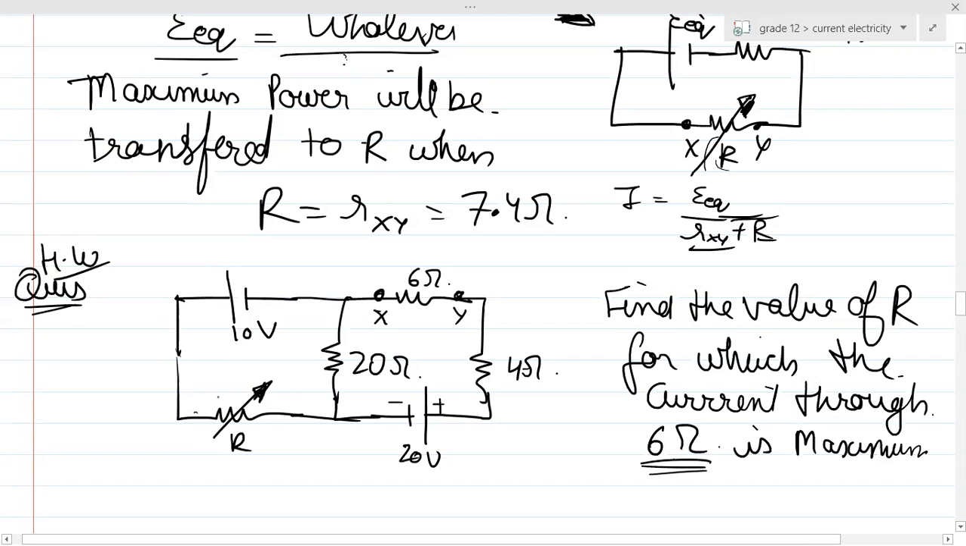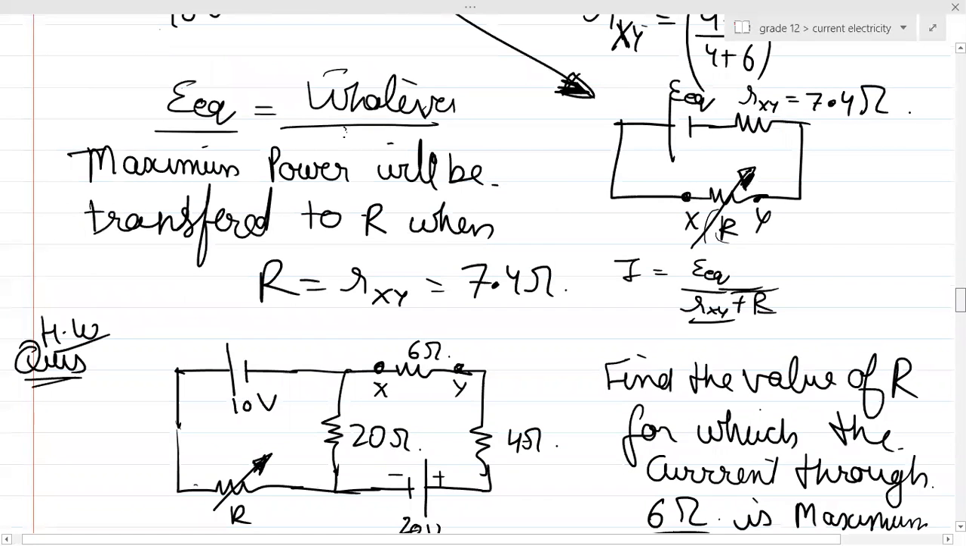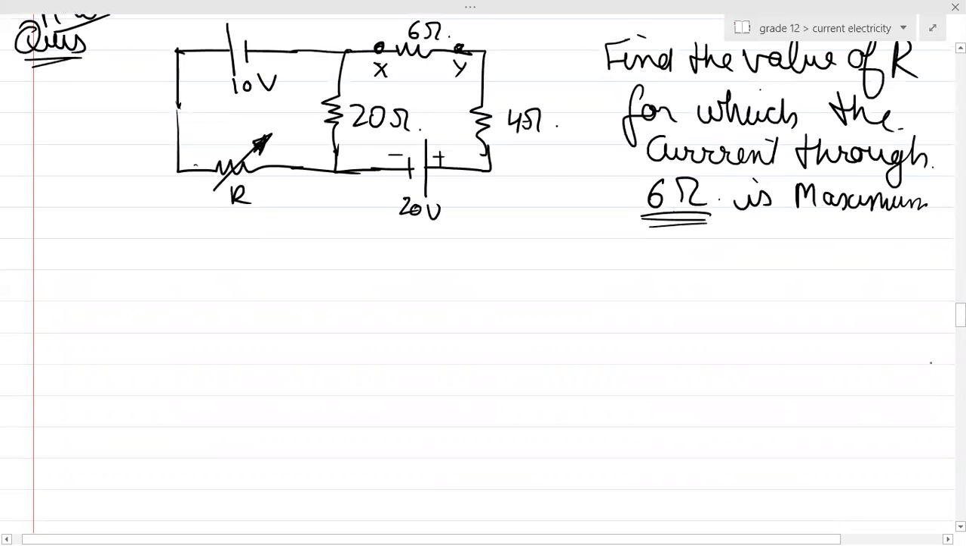I want the value of R for which the current through, or the power transfer to, the 6 ohm is maximum. So I changed it a little bit, and I don't know the answer. If you want, we can leave some space so that we can solve it in the next class. Okay? Once you're done with writing the question, just tell me. Let's come back to RC circuit. So with this, current electricity is complete. RC circuit with some more questions and that's it.